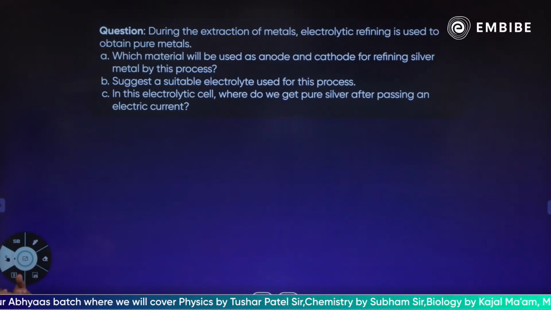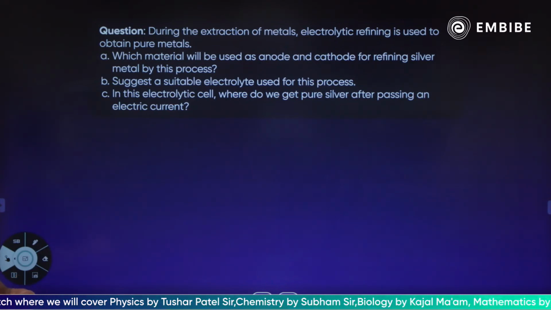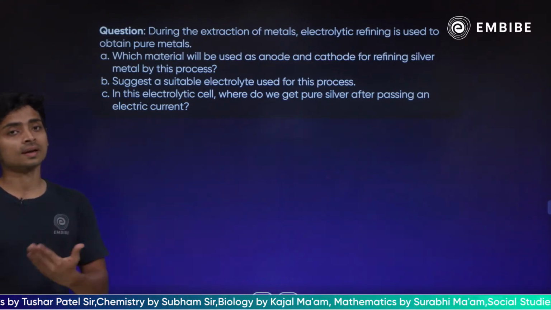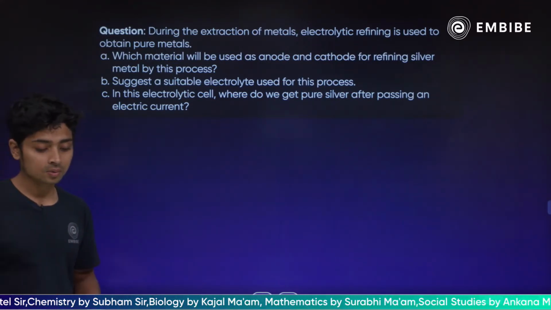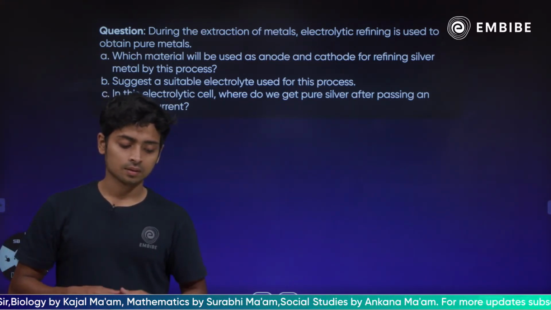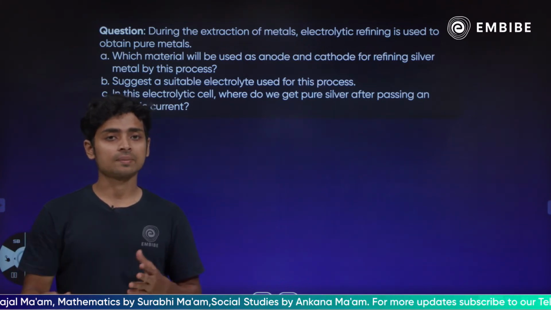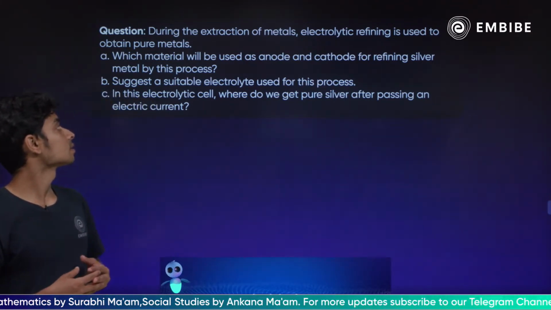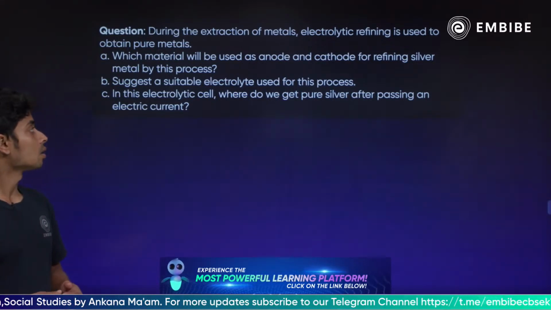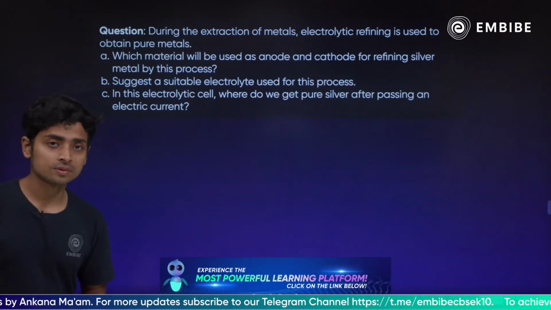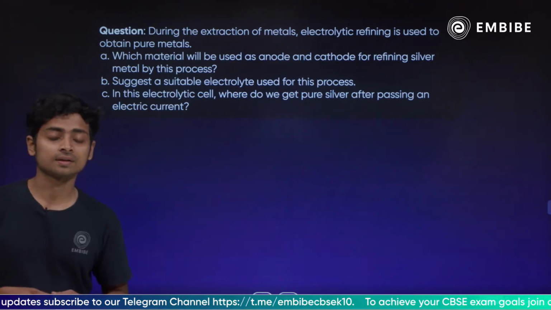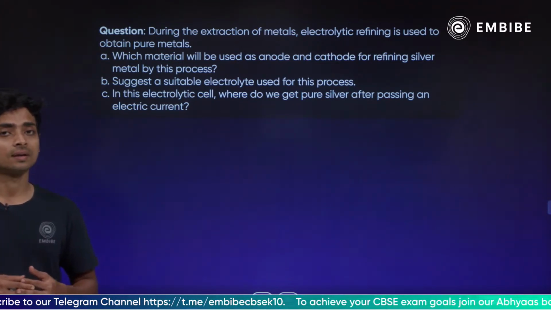And the third question is, in this electrolytic cell, where do we get pure silver after passing an electric current? Will the pure silver form at the cathode or at the anode? That is your question. Hakai, you can just type in chat what you think is right. What will be used as anode and cathode? What will be the suitable electrolyte for this process, and in this electrolytic cell where do we get pure silver after passing an electric current? These three things you have to tell.